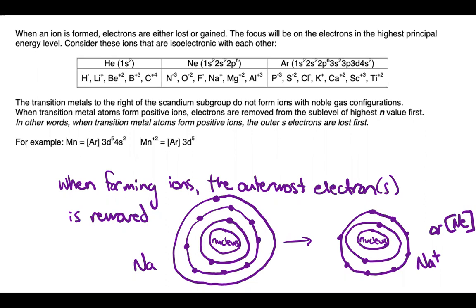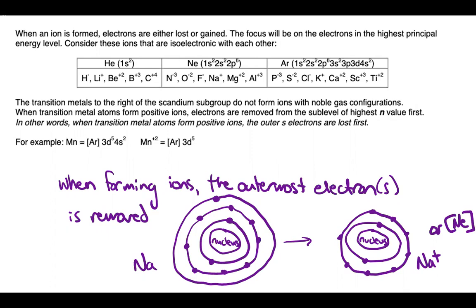If it's an anion, is it gaining electrons or losing electrons? If it's a cation, is it gaining electrons or losing electrons? So our focus is going to be on electrons in the highest principal energy level. We're going to consider that these ions are isoelectronic with each other. That means they have the same electron configuration type, just a different energy level.